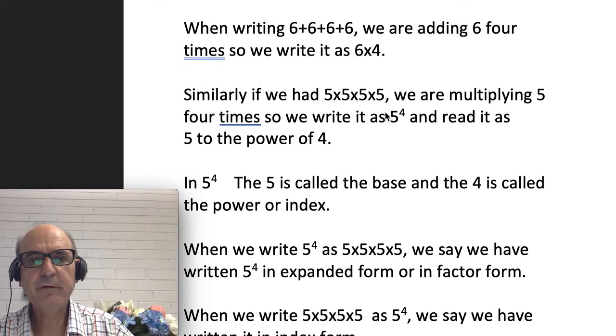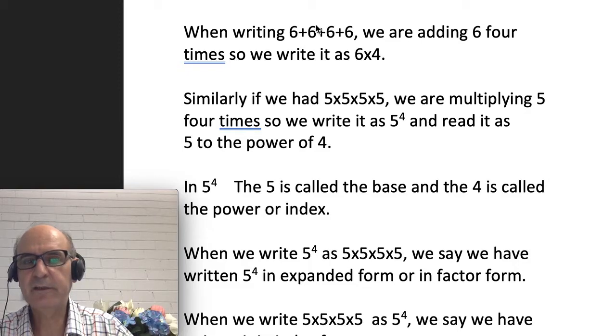What if, rather than adding numbers, we were timesing the same number by itself, like 5 times 5 times 5 times 5? Is there another way of showing this? And the answer is yes. We use the index notation to write a number that has been times by itself for a number of times. In this case, 5 has been times by itself 4 times.